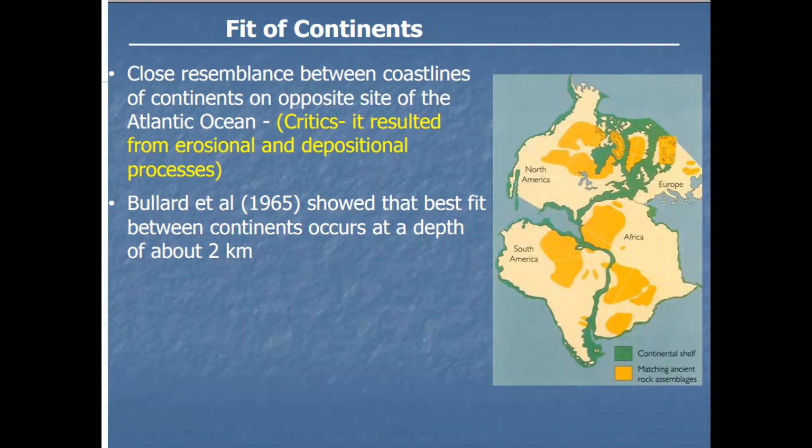So now that means a lot of evidence has since surfaced to indicate that a supercontinent, Pangaea, once existed. One of the most important is the fit of the continents. There is a close resemblance between the coastlines of continents on opposite sides of the Atlantic Ocean. For example, the eastern coast of South America seems to fit quite well with the western coast of Africa. If you bring them together, they fit like a puzzle.